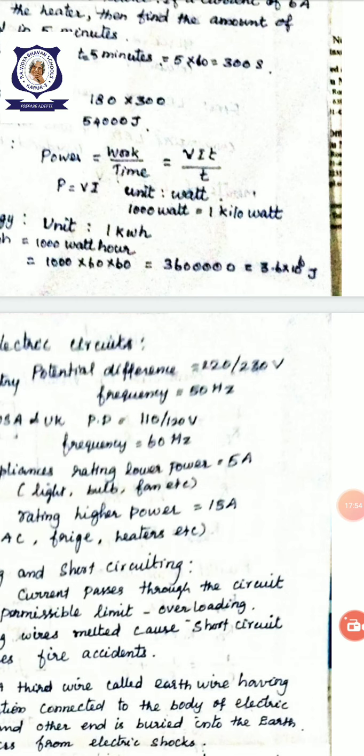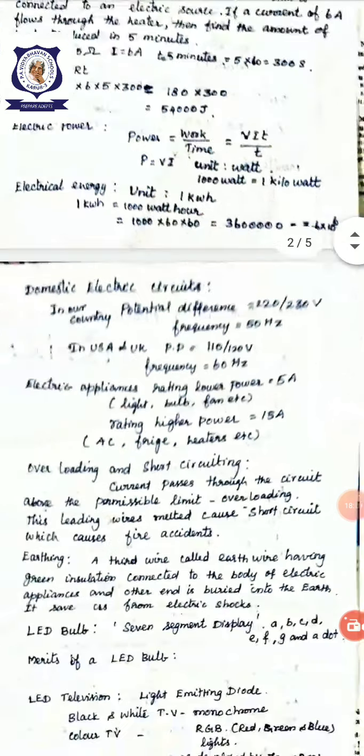It's one more question. The unit of electric energy is kilowatt hour. The unit of power is watt. Then 1 kilowatt hour is equal to 3.6 into 10 power 6 joules. While you are converting 1 kilowatt hour to joules, it is 3.6 into 10 power 6 joules. Is it clear now?